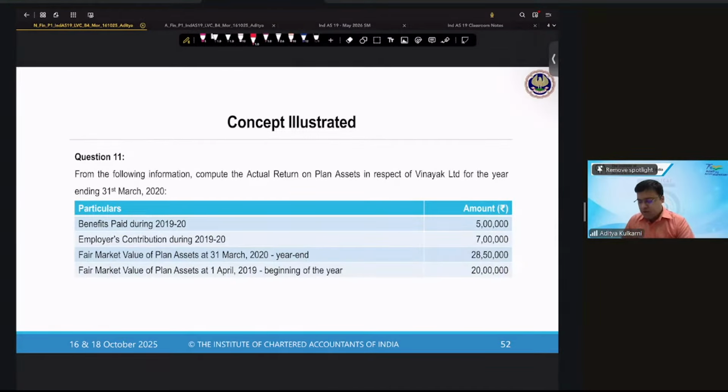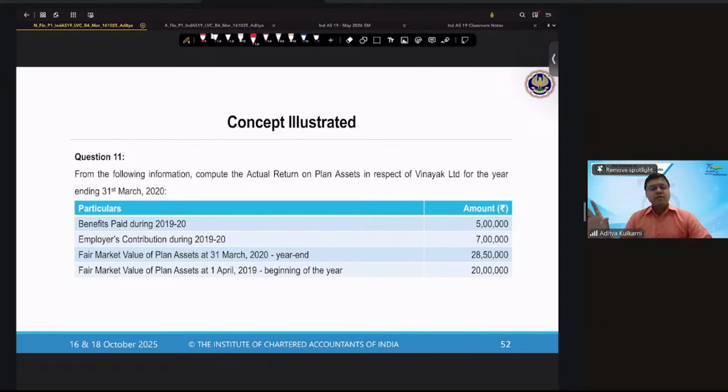Compute the actual return on plan assets. So how does a plan asset function? See, today I made a provision. Let us say my provision for post-employment benefit is 10 lakhs. This 10 lakhs, I will take it and I will park it in the plan asset. Okay. Next year, another 10 lakh, so that 10 lakh also I will park. So now I have 20 lakh on the asset side, 20 lakh on the liability side.